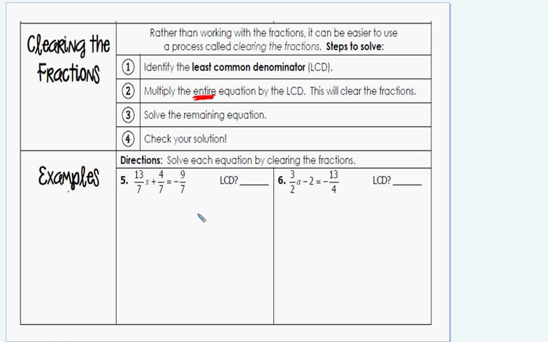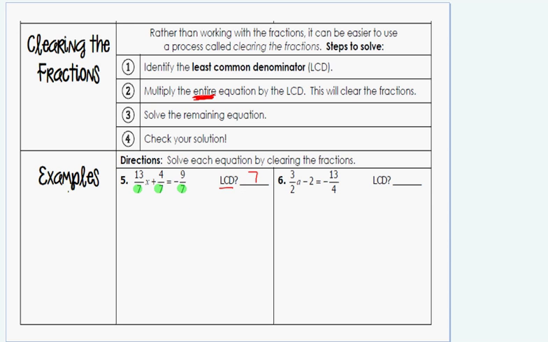To start, we want to take a look at the fractions and see what our LCD is going to possibly be. If we take a look at the first equation that we have, number 5, 13 over 7x plus 4 over 7 is equal to negative 9 over 7. Well, notice our fractions here, our denominators, are all the same number. They're all 7. So in this case, the LCD is pretty easy to find. It's what they already are, 7.